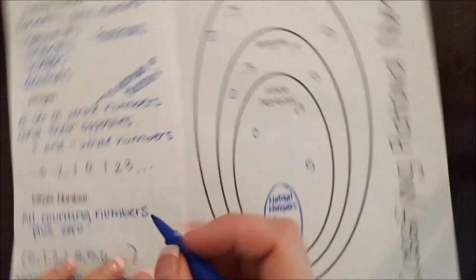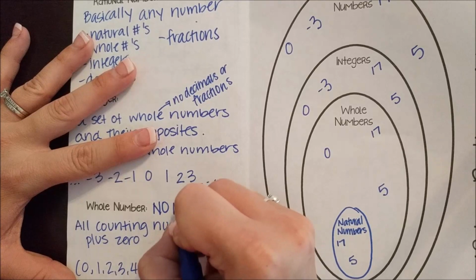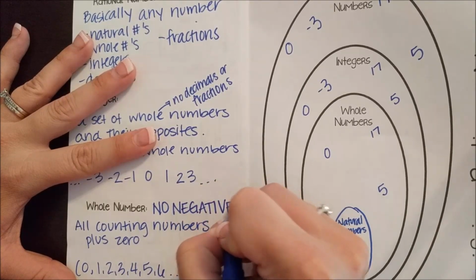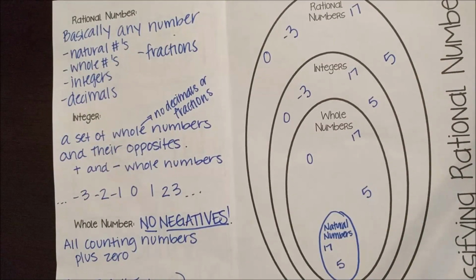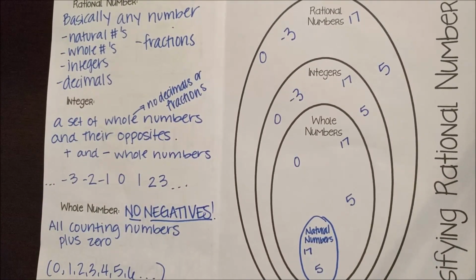So remember, whole numbers: there are no negatives. No negatives. Okay? Negatives are integers.